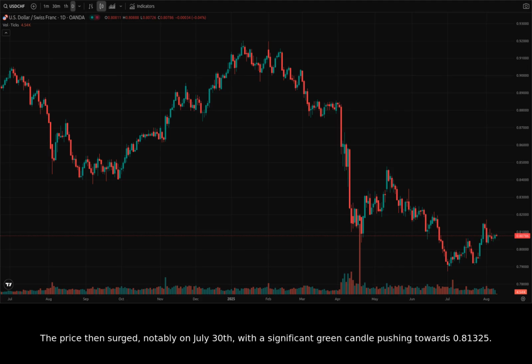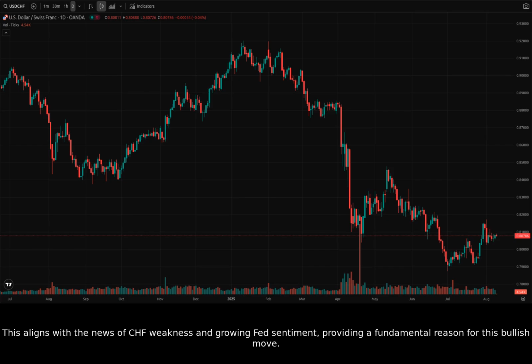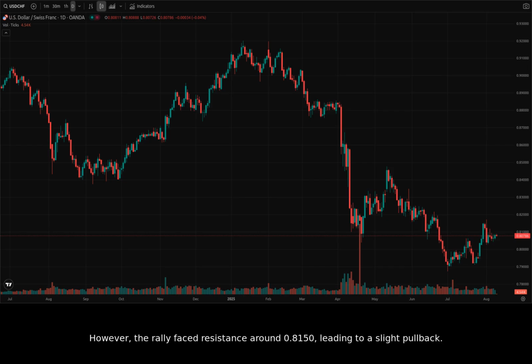The price then surged, notably on July 30th, with a significant green candle pushing towards 0.81325. This aligns with the news of CHF weakness and growing Fed sentiment, providing a fundamental reason for this bullish move. However, the rally faced resistance around 0.8150, leading to a slight pullback.